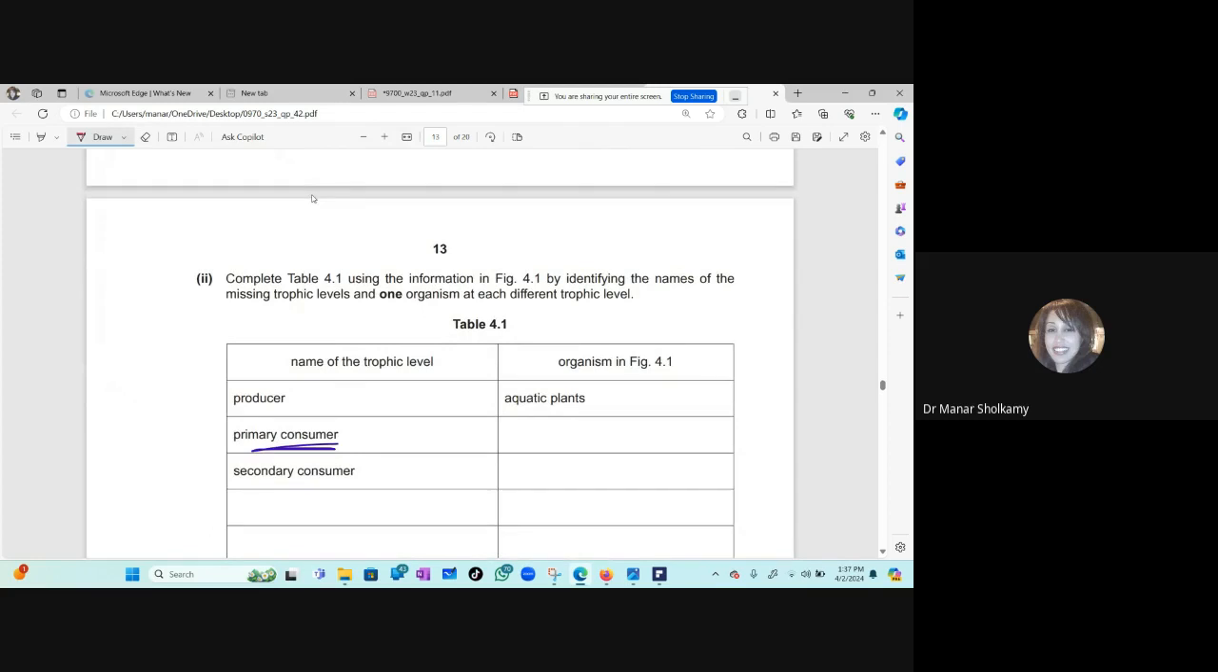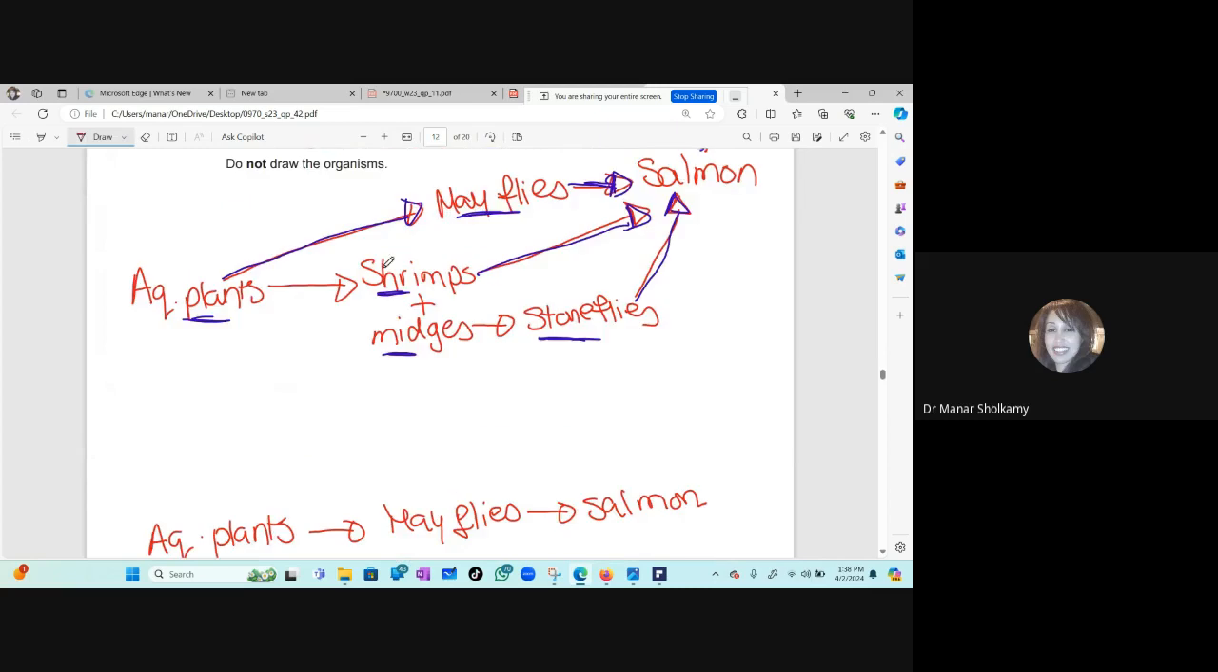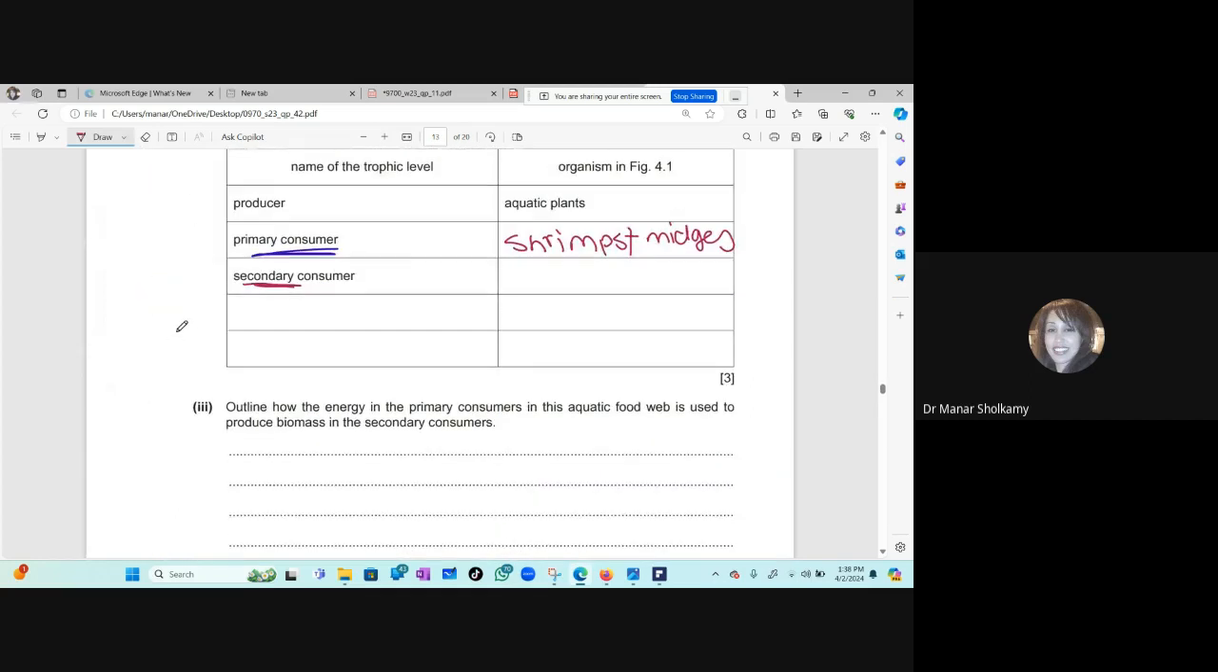So the shrimps or the midges can be the primary consumer, correct. Secondary consumer? Also, it's easy. Stonefly. Yes, stonefly. This is the producer, this is a primary consumer, this is the secondary consumer. So the stonefly will be the secondary consumer.